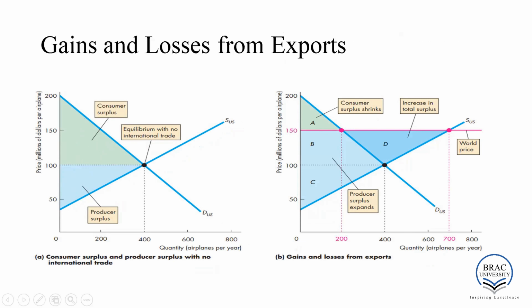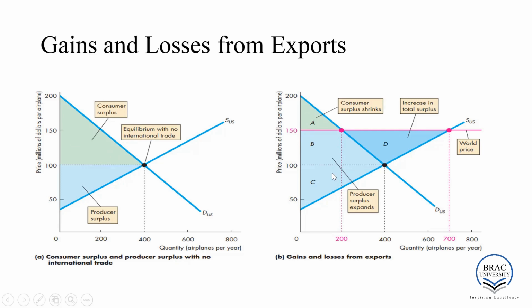And what happens if US is open to trade? In that case, the price of the airplanes will be according to the world price, and it is 150. So let's look at the consumer surplus. It's the area below the demand curve and over the price, it's the green triangle A. Okay, so we can see that compared to the case of when there was no trade, the consumer surplus was larger. Okay, but what happens to the producer surplus? And is there any net gain after trade?